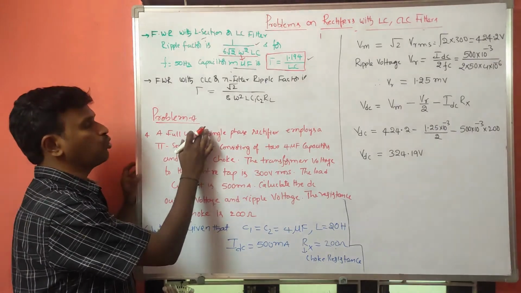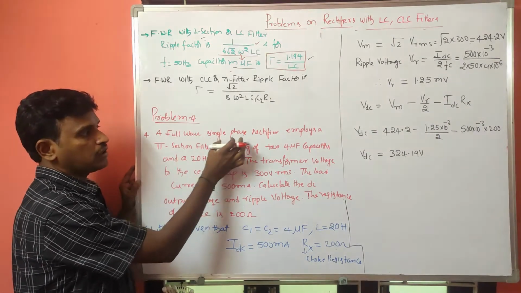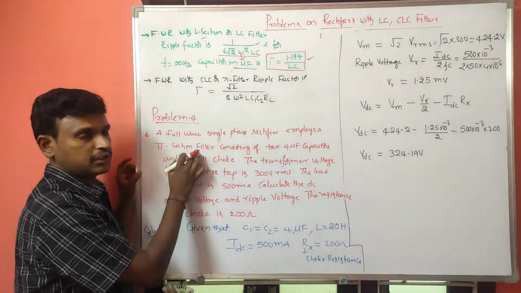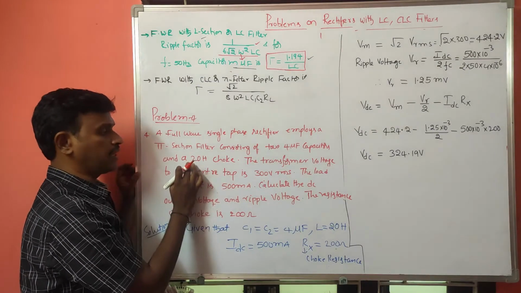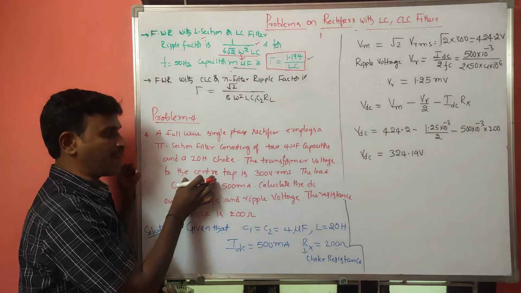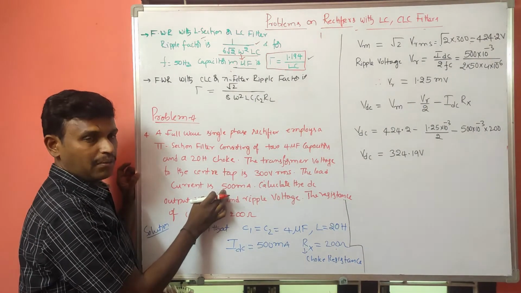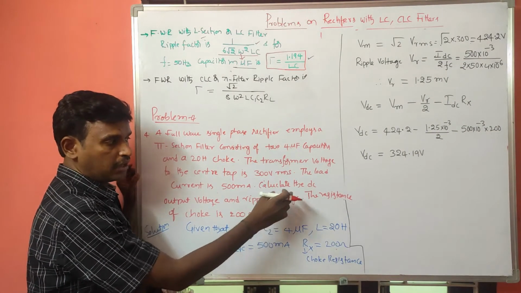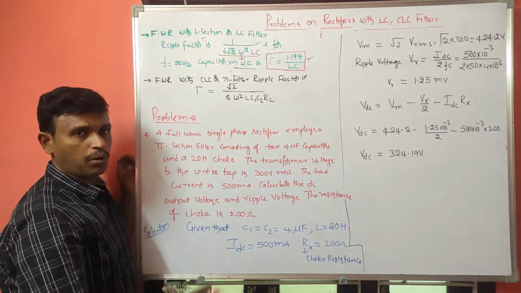Now we will move on to the next problem, problem number 4. A full wave single phase rectifier employs a pi section filter consisting of two 4 microfarad capacitors and a 20 Henry choke. The transformer voltage to the center tap is 300 volt RMS. The load current is 500 milliamperes. Calculate the DC output voltage and ripple voltage, and the resistance of the choke is 200 ohms. So this is the given problem.